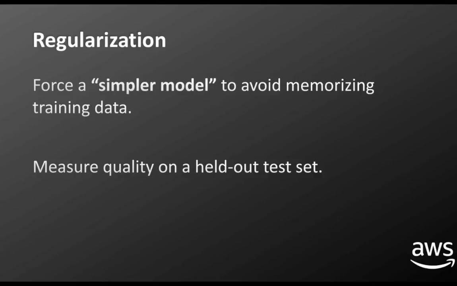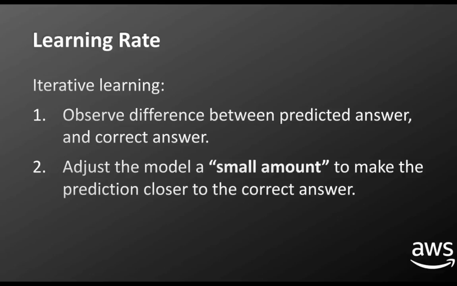Another example of a hyperparameter is learning rate. So typically, modern machine learning algorithms learn their models iteratively. And so what they do is they observe the difference between the prediction from the current version of the model and the correct answer in the training data. And they take the difference, use that to calculate a gradient, and then update the model by a small amount in order to make the trained model be somewhat closer to the training data and thus give better predictions the next time around. Now, what do we mean by a small amount?